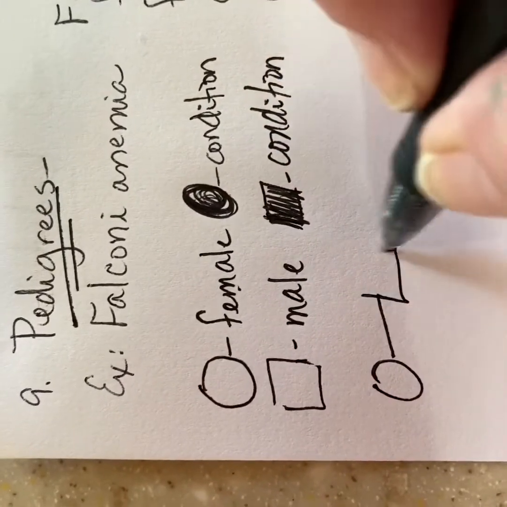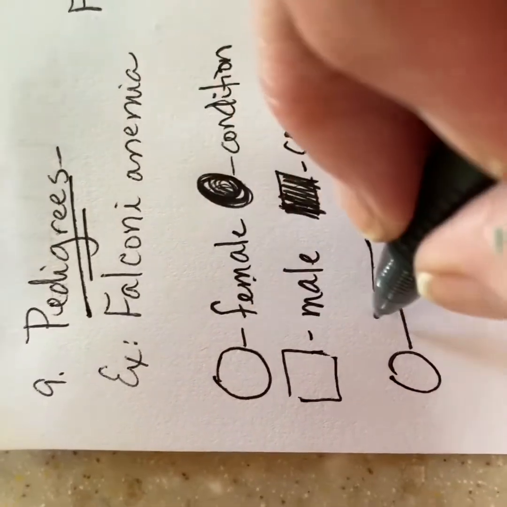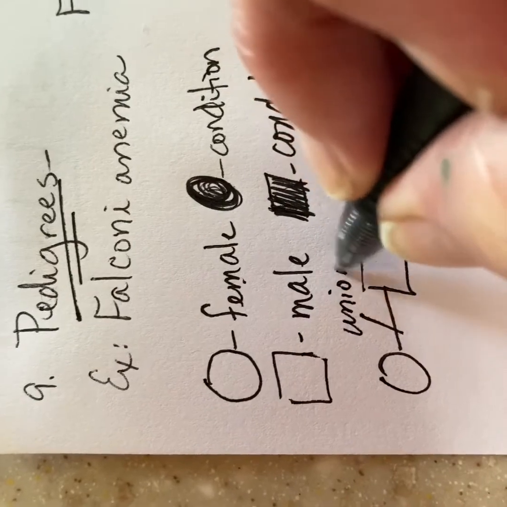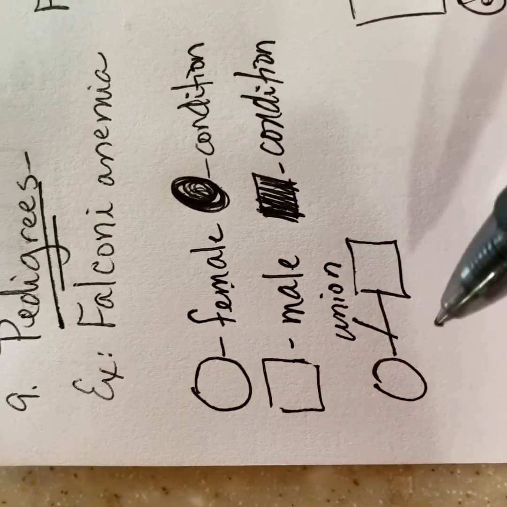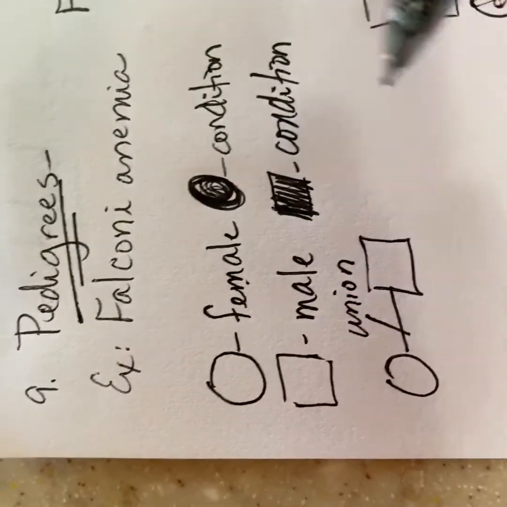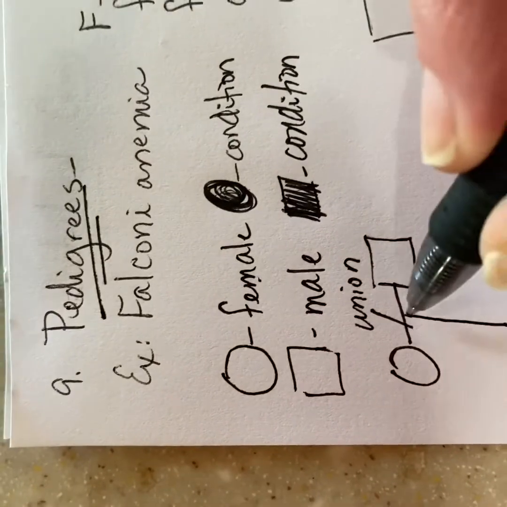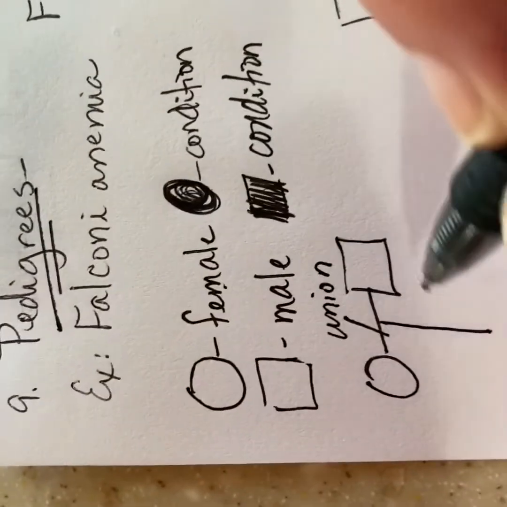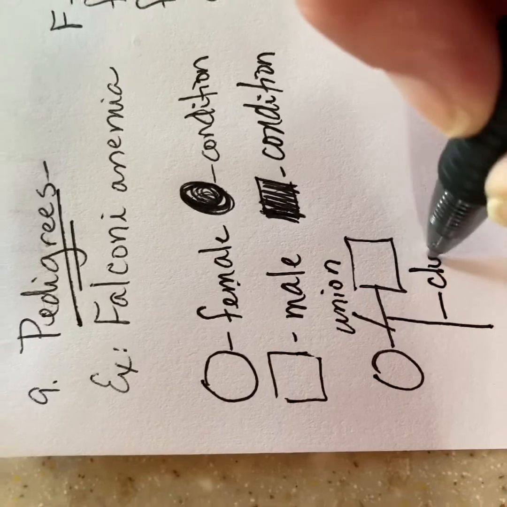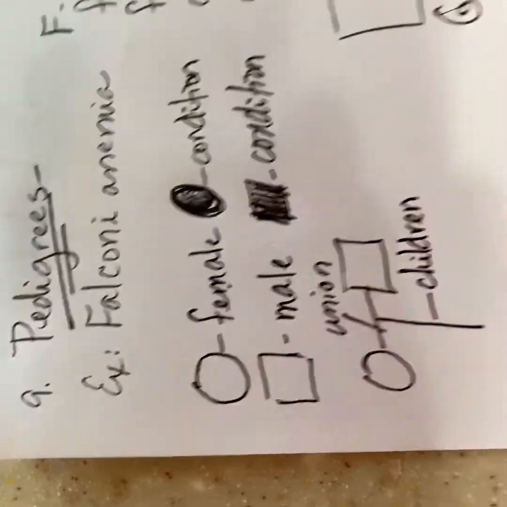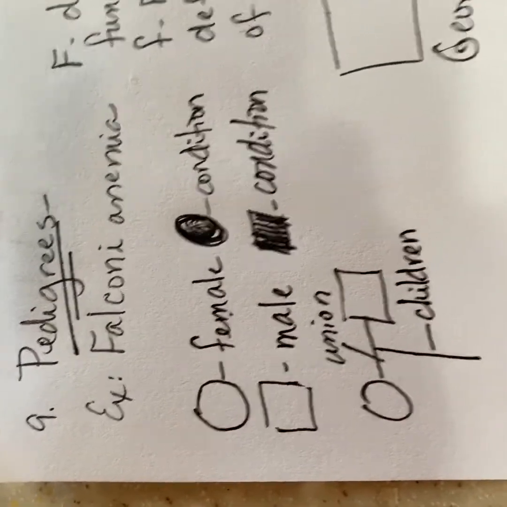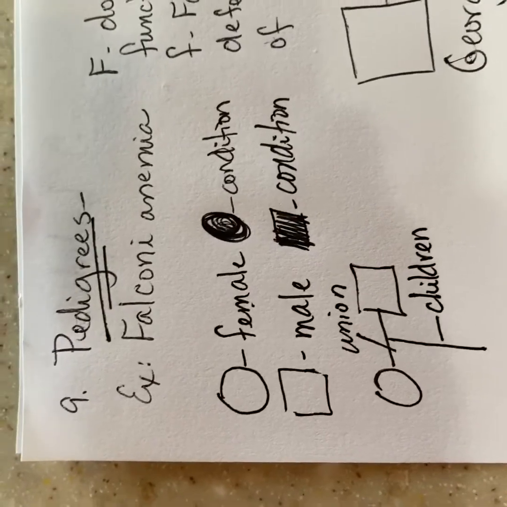If you have two individuals who are joined, they have some sort of union, like marriage or whatever, and if you have a line that's coming down from that connection, this is going to their children, okay? So it's very important to learn that first.